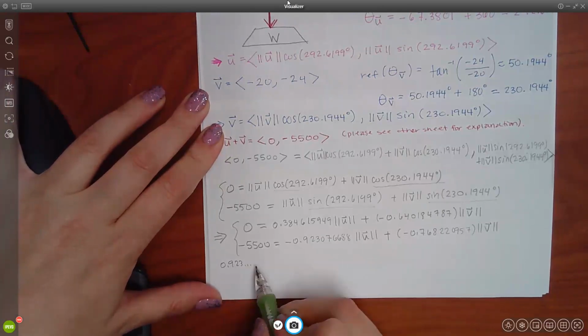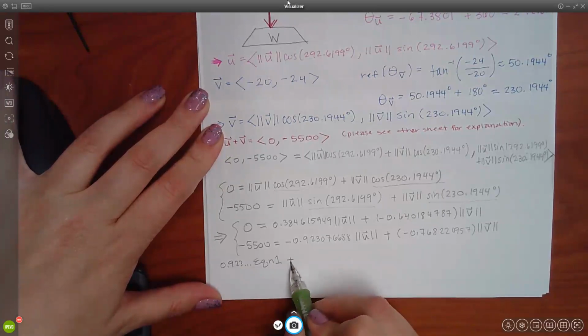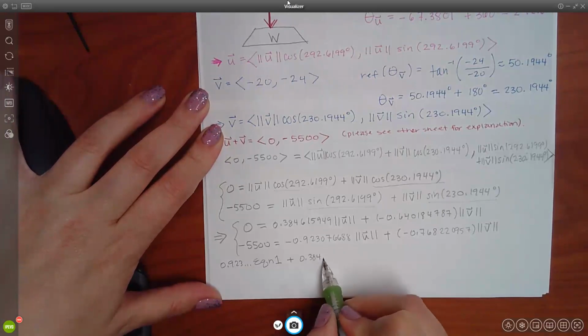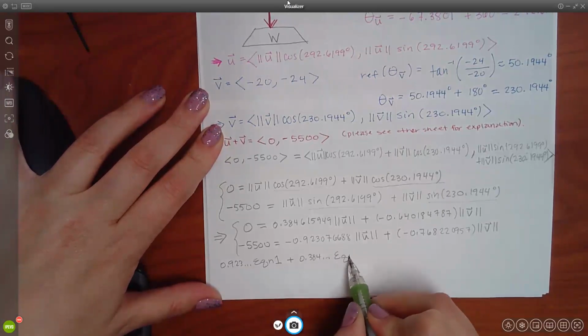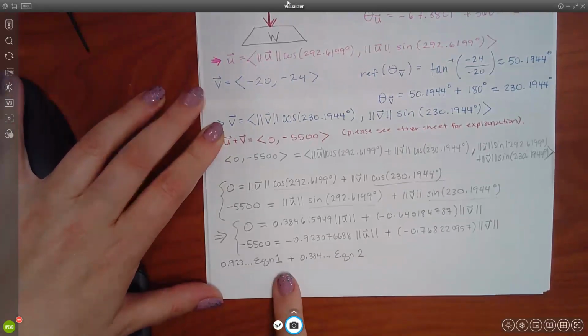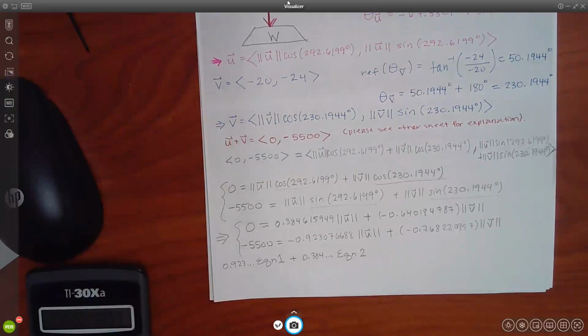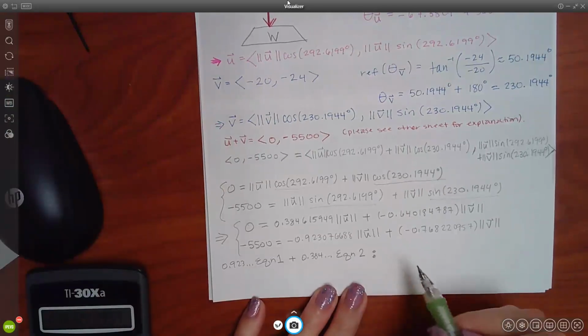I'm just going to abbreviate, and I'm going to multiply that by equation 1. And then I'm going to take this other number, this 0.384 number, and multiply that by equation 2. And I want to add those two results together. Okay, so I'm going to put this here.